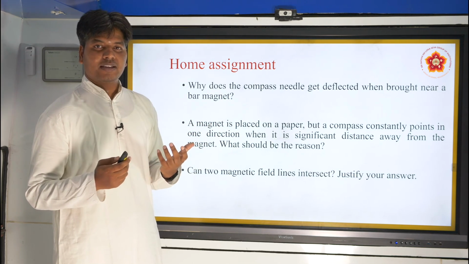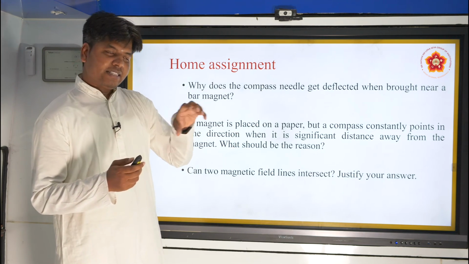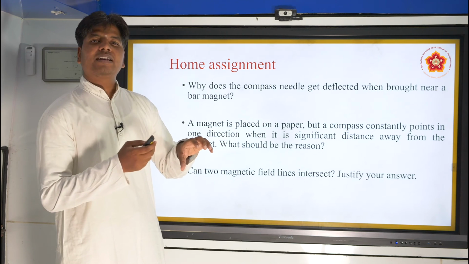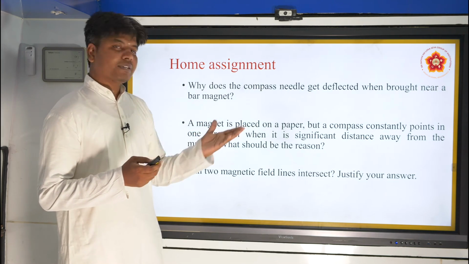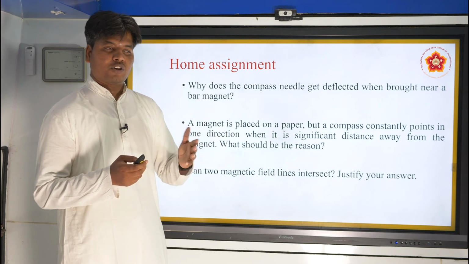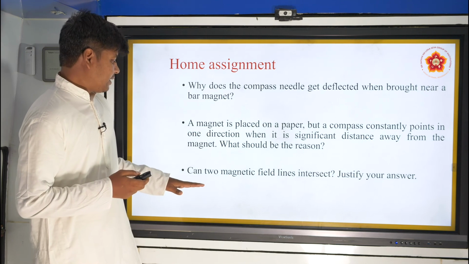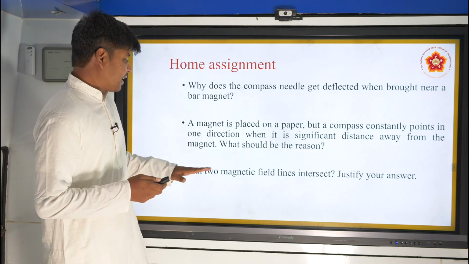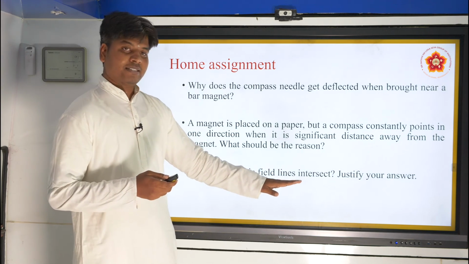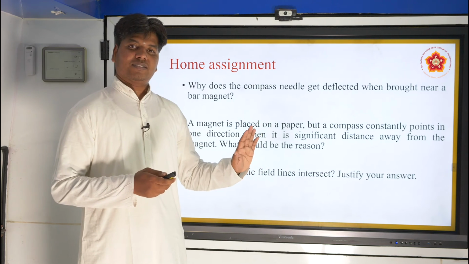You can think intuitively. When an object is near the magnet but significantly far away, why is the compass pointing in that direction and not changing its direction? The third one, on the most important topic which we discussed: can two magnetic field lines intersect? Yes or no? And you need to justify your answer.